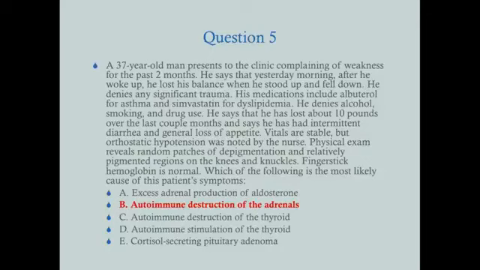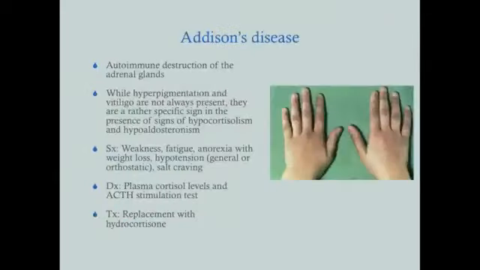And then finally, E, cortisol-secreting pituitary adenoma. What's that? That's Cushing's disease. And that's going to result in a weight gain. So that's not what we have here, obviously. So Addison's disease, autoimmune destruction of the adrenal glands. You see hyperpigmentation and vitiligo in some patients. The symptoms are weakness, fatigue, anorexia with weight loss, hypotension, either general or orthostatic, depending on how severe it is.